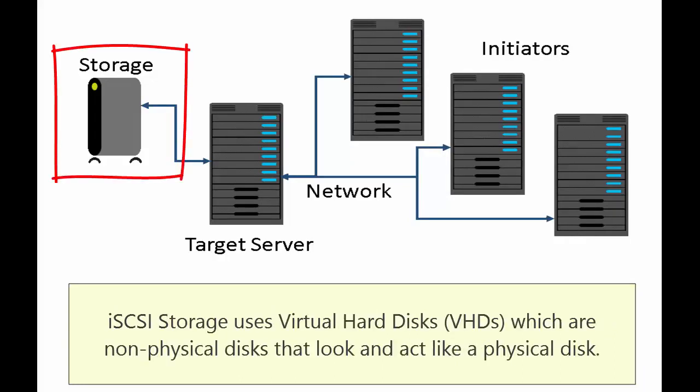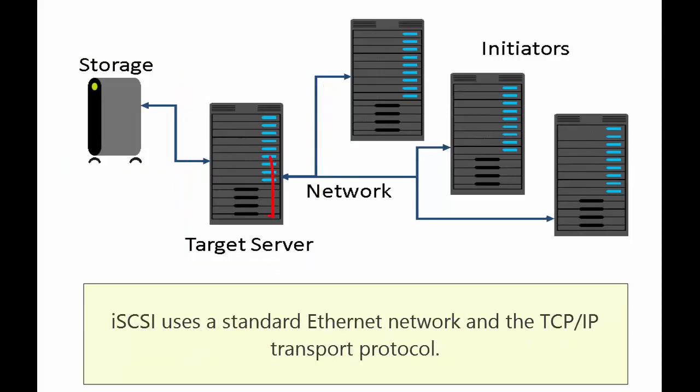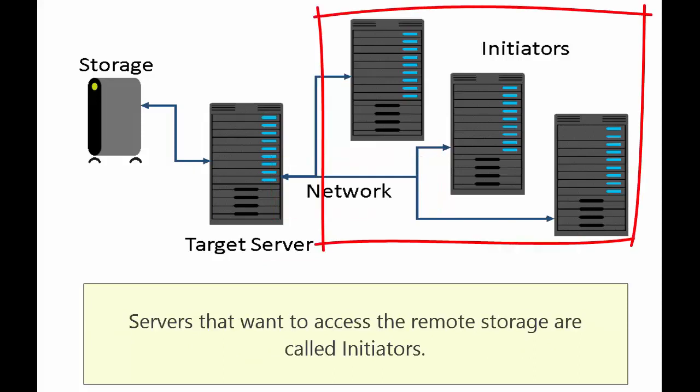First, the storage, which uses virtual hard disks, which are non-physical disks that look and act like a physical disk. The target server accesses this virtual storage and presents or advertises the storage to the network. iSCSI uses a standard Ethernet network and the TCP/IP transport protocol. Servers that want access to the remote storage are called initiators. Try to keep this diagram in mind as we look at how this is implemented.